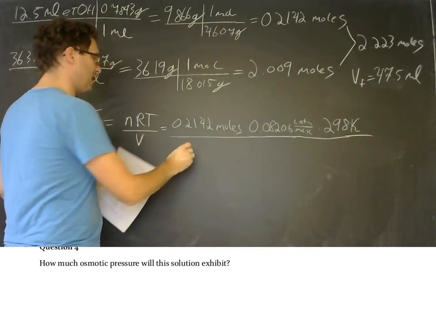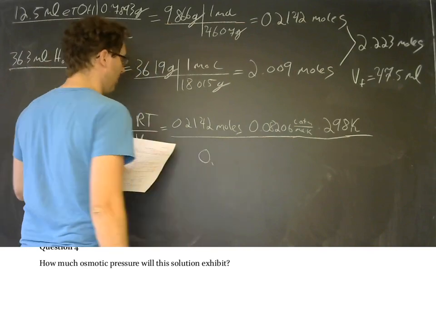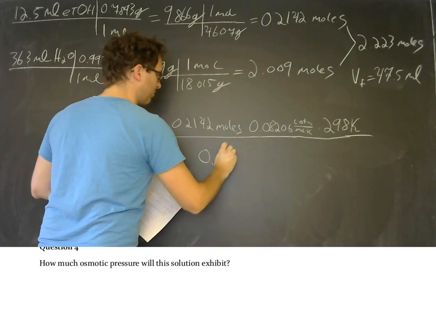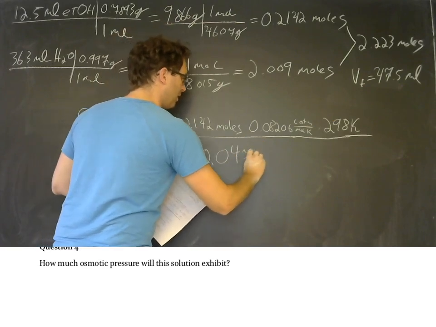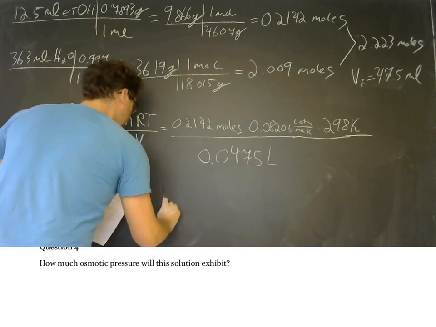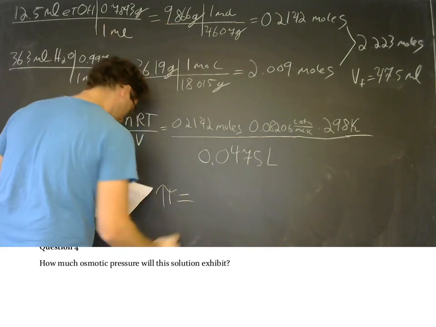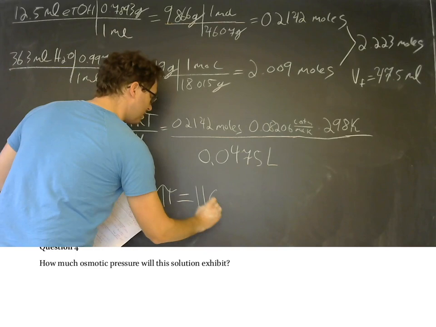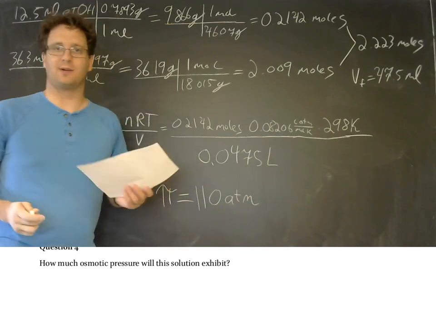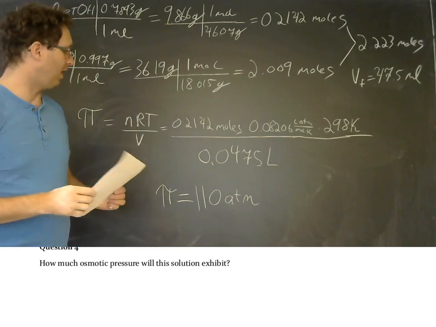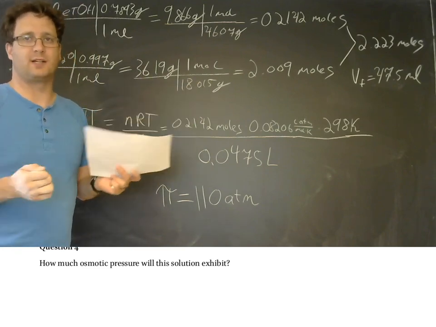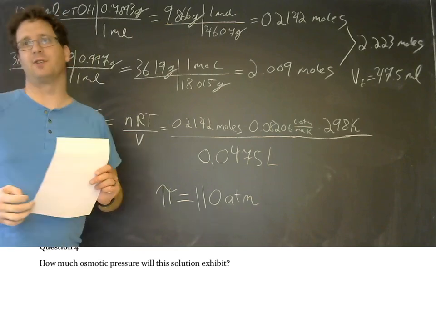We'll divide that by the volume. 47.5 milliliters is going to be 0.0475 liters. And this gives us an osmotic pressure of 110 atmospheres, which I think is pretty impressive. These osmotic pressures can be really surprisingly high values. 110 atmospheres is quite a lot.